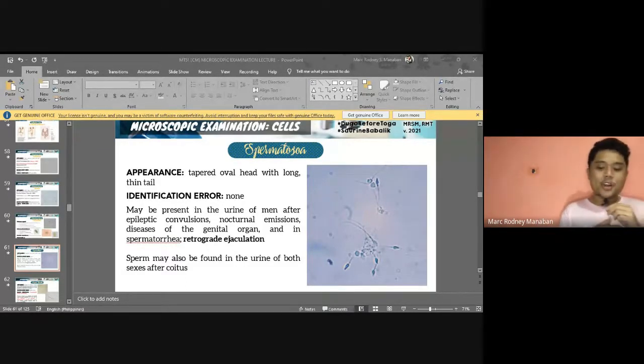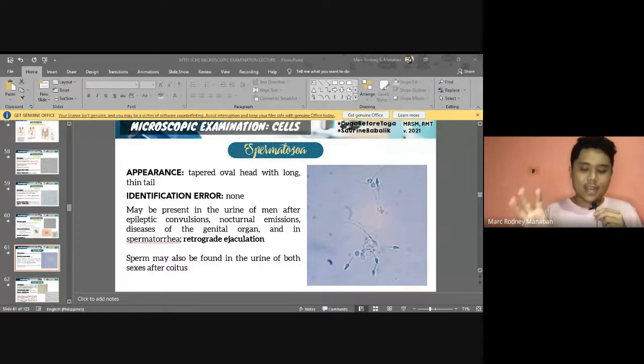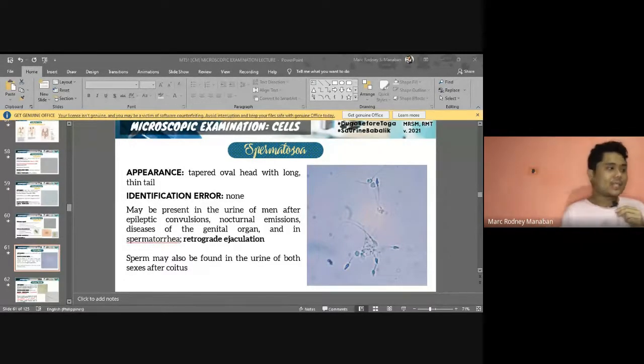Remember, the urethra of males has two functions. Number one is to carry sperm or semen outside, to ejaculate for fertilization purposes. And number two, as a tube to carry urine from the bladder to the outside world. So it's not uncommon to see sperm in your urine, especially in males and even in females. Generally, whenever we see sperm, this is considered to be a contaminant, especially in males.